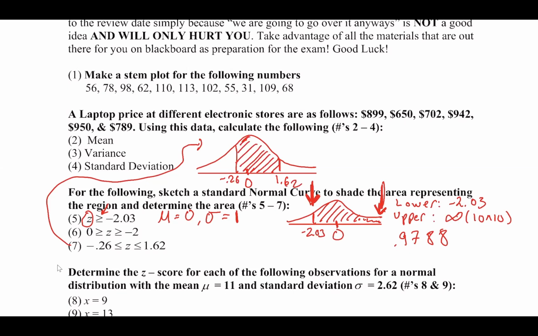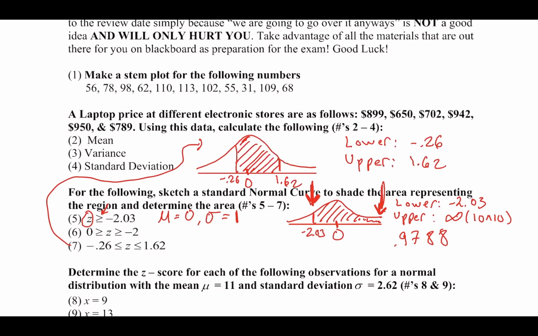All right. If you look at the mean and the standard deviation, the mean should still be 0 and the standard deviation will still be 1. The only thing I have to change is my lower bound and my upper bound. For my lower bound, it should be negative 0.26. For my upper bound, it should be positive 1.62. Any questions so far? I got the lower bound and my upper bound.